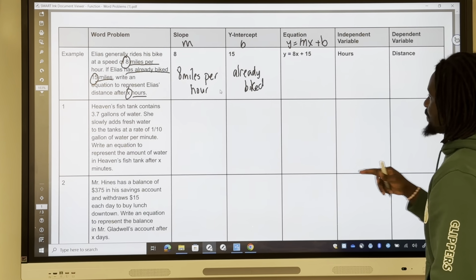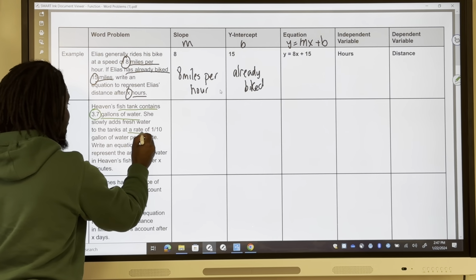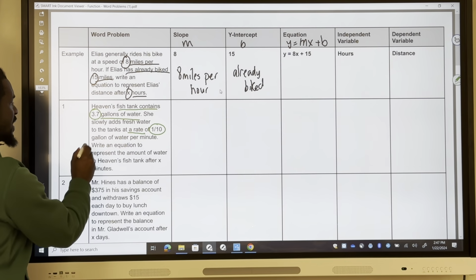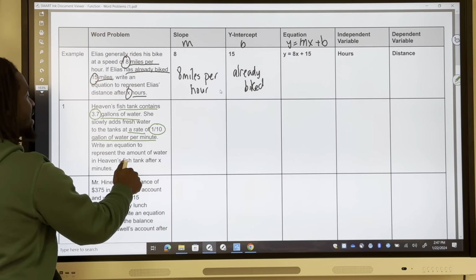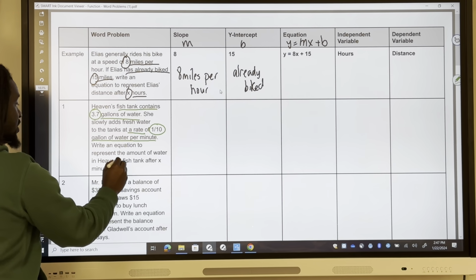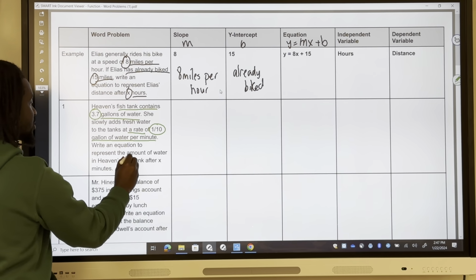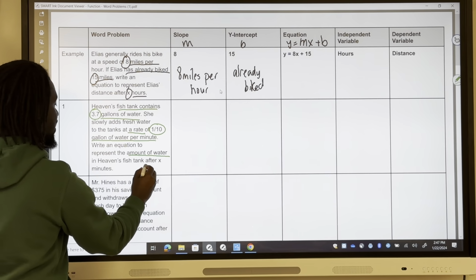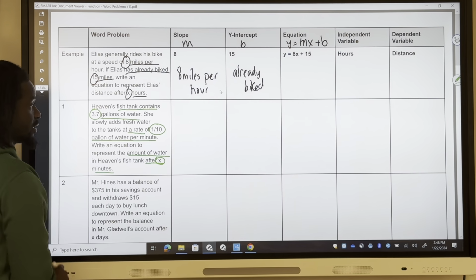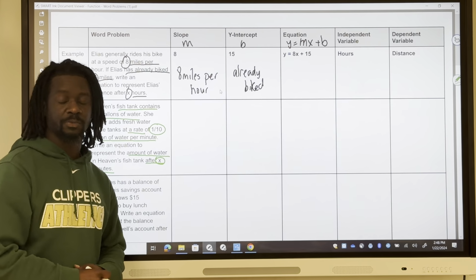It says, Heaven's fish tank contains 3.7 gallons of water. She slowly adds fresh water to the tank at a rate of 1/10 gallons of water per minute. Write an equation to represent the amount of water in Heaven's fish tank after x minutes. So we're writing an equation to figure out the amount of water in the fish tank after x minutes. Let's break this down.